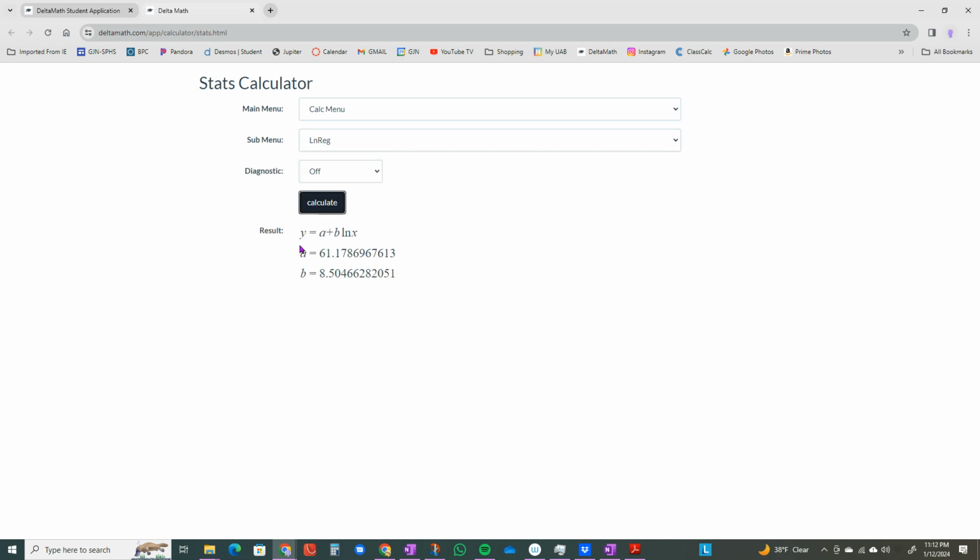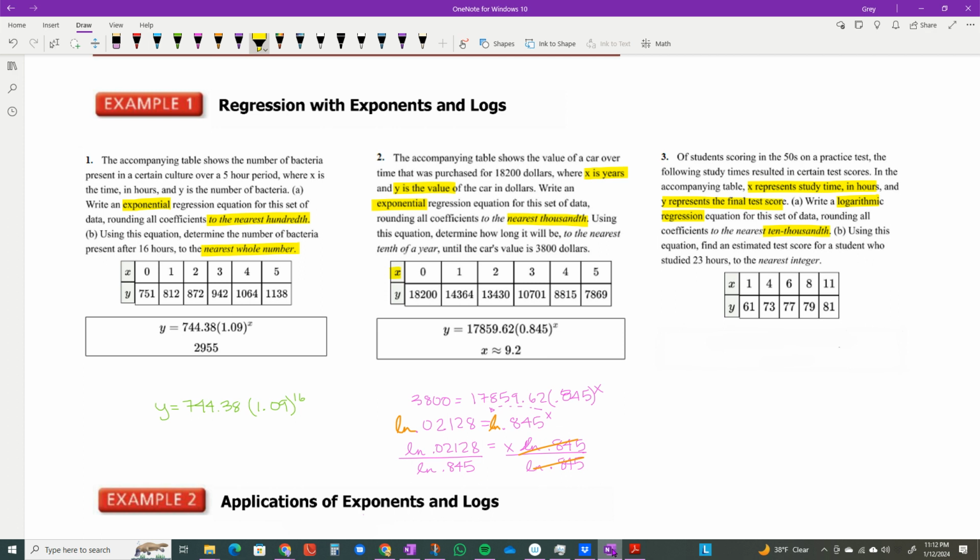And look at the equation, y'all. Y equals A plus B ln x. So you've got to be careful about that. You've got it right there. A, what did it tell us to round to the nearest 10,000th? So that means we're going 61.1787 and 8.5047. So we will go back to our problem and put that equation down there: 61.1787 plus 8.5047 ln x.